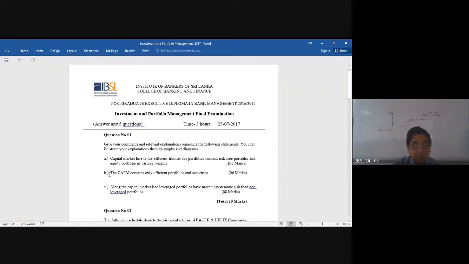Then part B. The CAPM contains only efficient portfolios and securities. The CAPM, the capital asset pricing model, contains only efficient portfolios and securities. So first of all, you need to check whether it is correct or not. So just think about it.